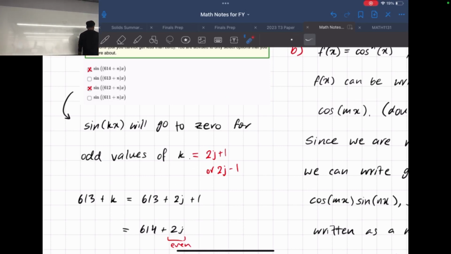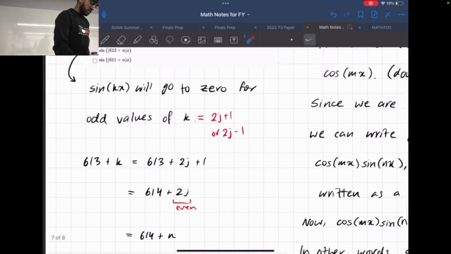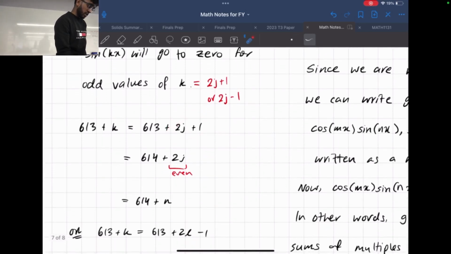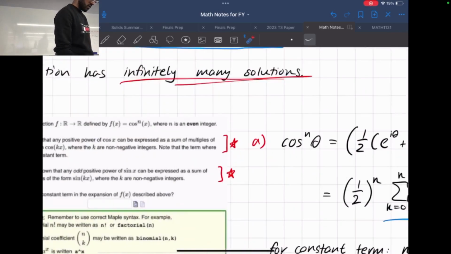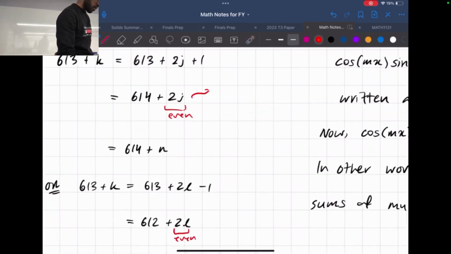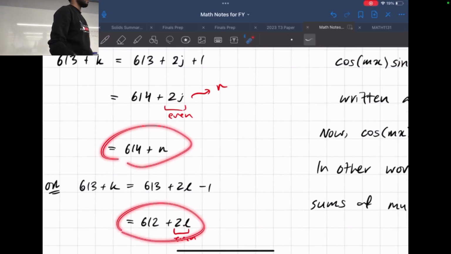So you can say for j equals 1, you get 3, j equals 3, you get 7, and so on. Right? So when we sub this in, 2j plus 1, we get 6 plus 4j plus 2j. But 2j is now in the form of an even number. And we know that n is an even integer. So we can just substitute that for n. So this is our first value, this is our second value.